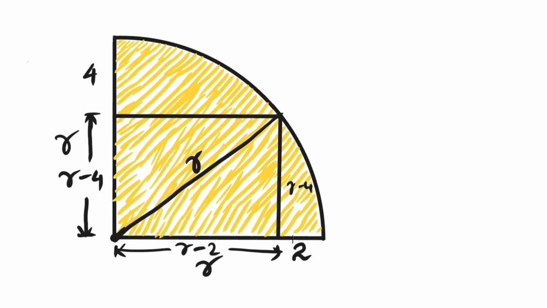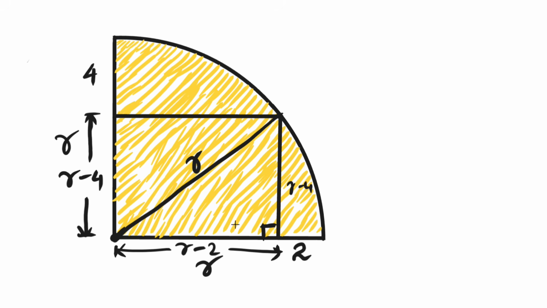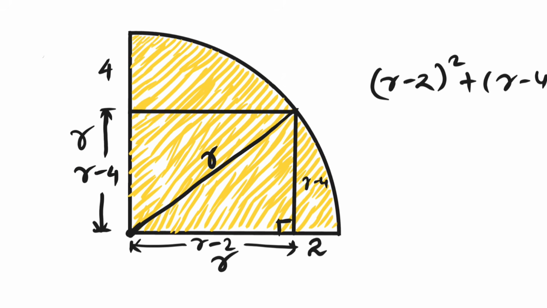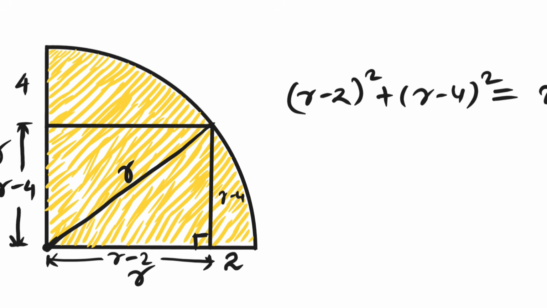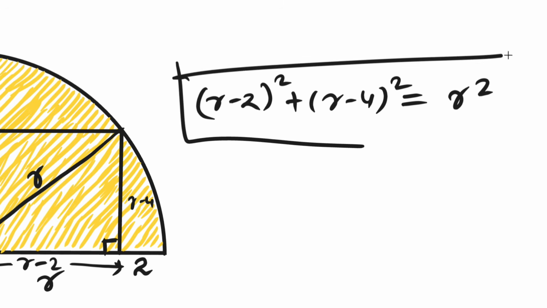Now we can apply the Pythagorean theorem. Remember, the Pythagorean theorem says that in a right triangle, the square of one leg plus the square of the other leg equals the square of the hypotenuse. So here, we get (r minus 2) squared plus (r minus 4) squared equals r squared. Let's write that carefully. (r minus 2) squared plus (r minus 4) squared equals r squared.